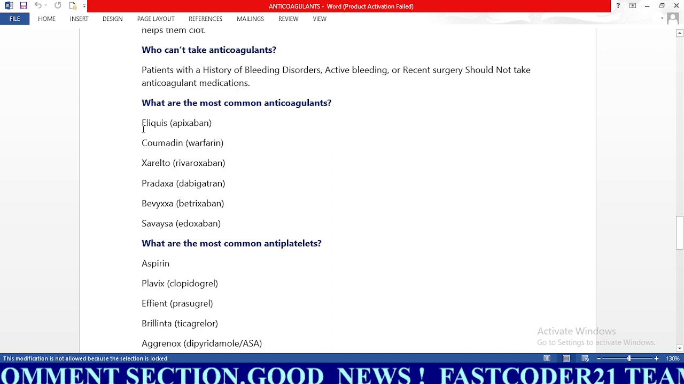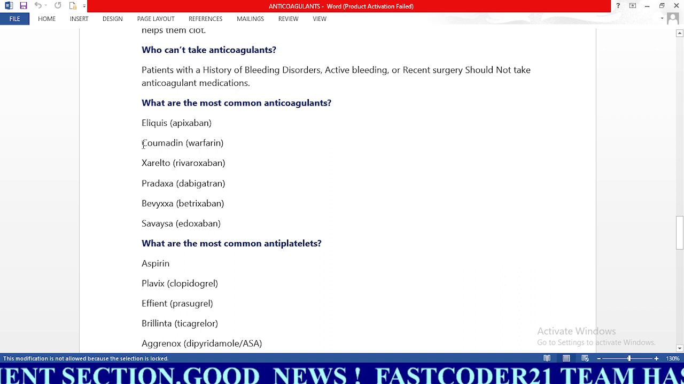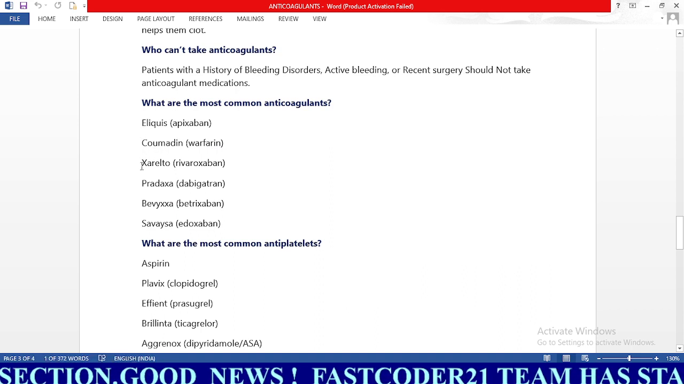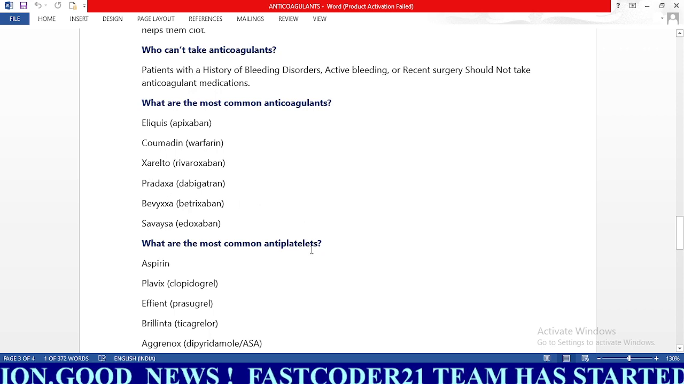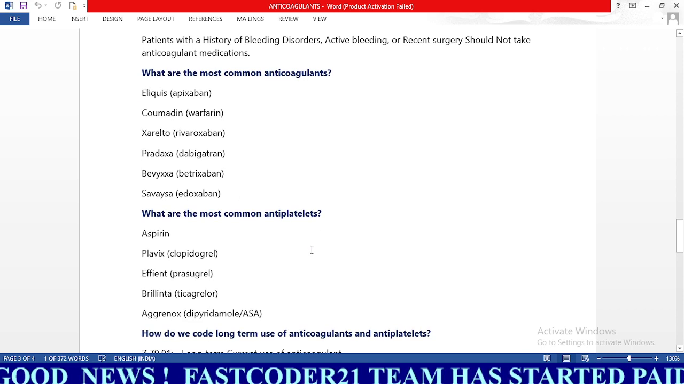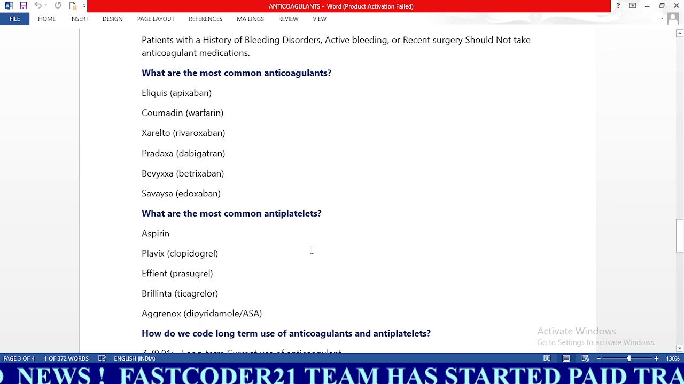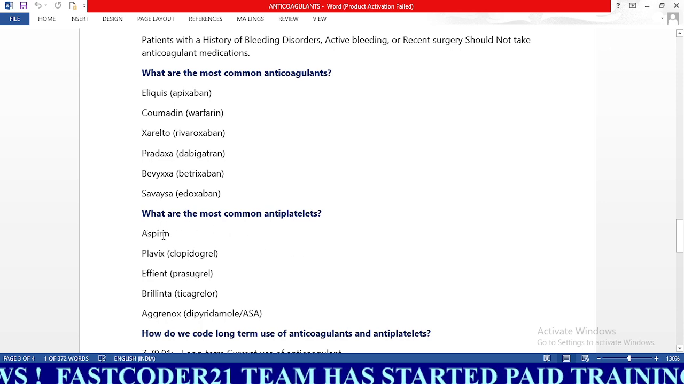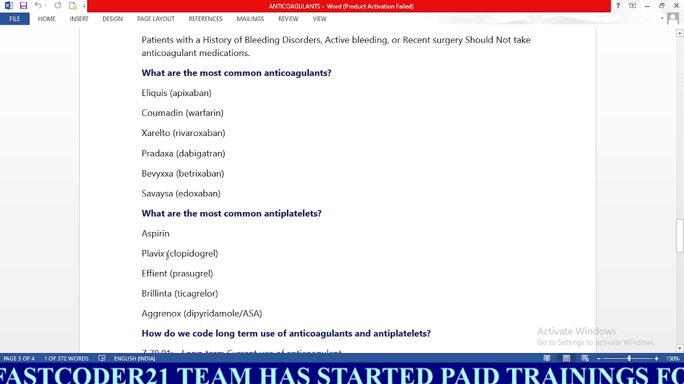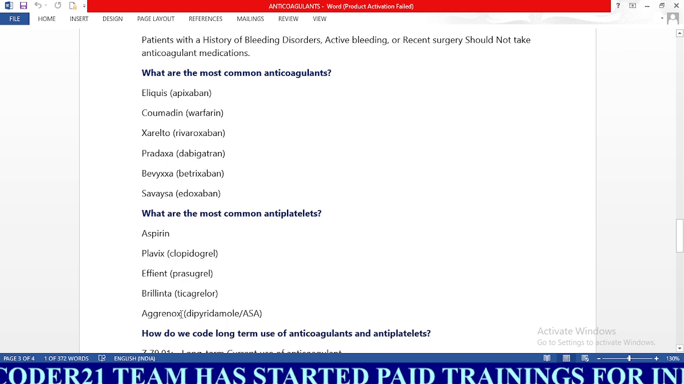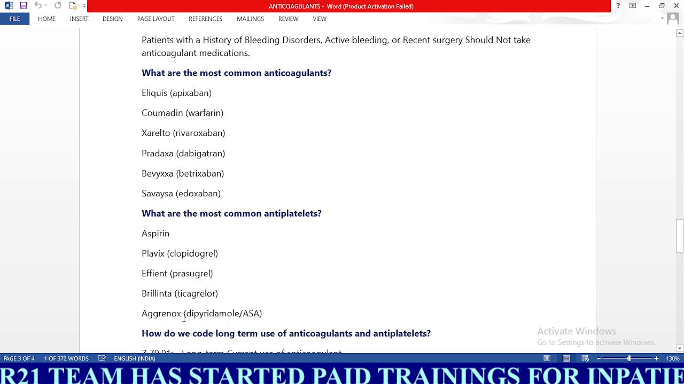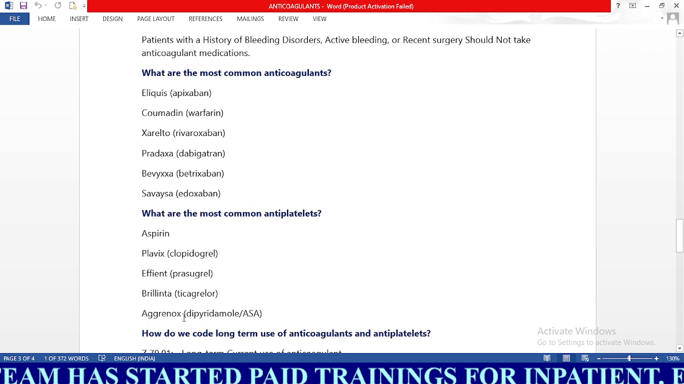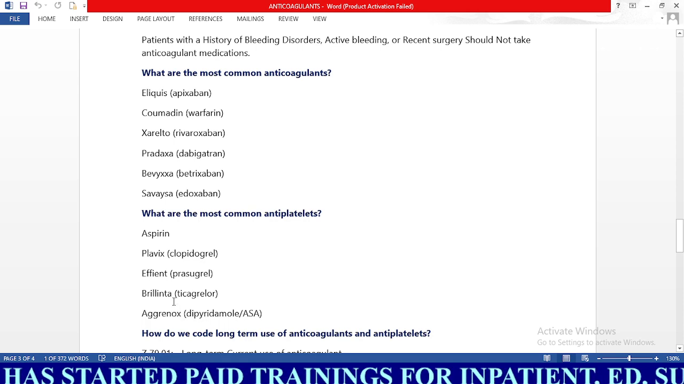Among the anticoagulant brands, Eliquis is very common, Coumadin is common, Xarelto is very common, and also Pradaxa. And what are the most common antiplatelet drugs? As we discussed previously, aspirin is the most common medication, and also Plavix and Brilinta. So Plavix is also a common medication, and we can also check for Brilinta.